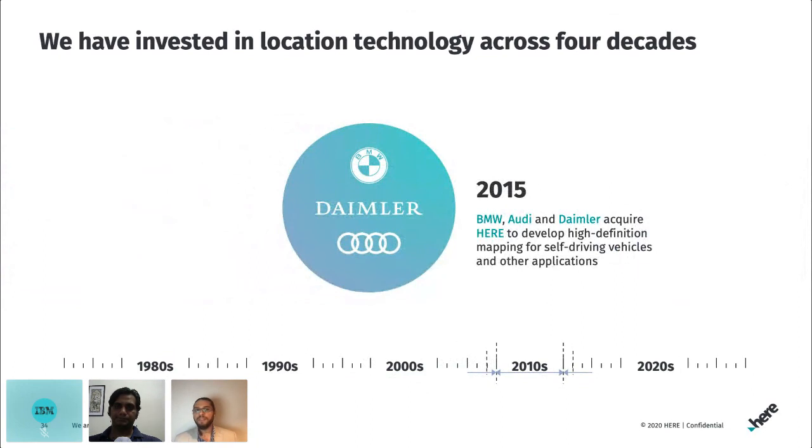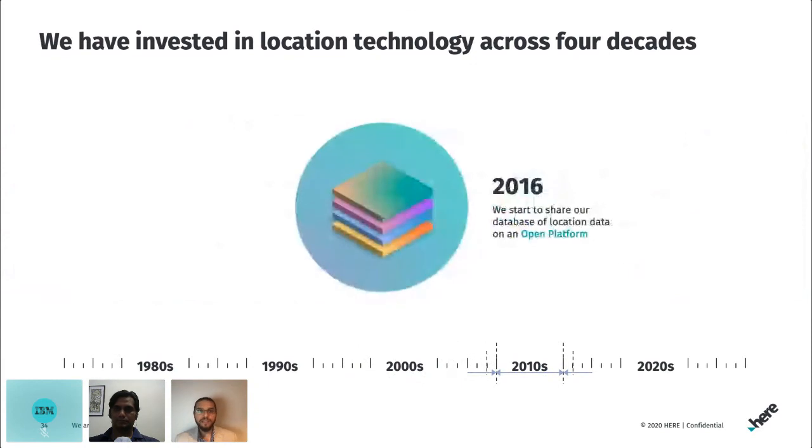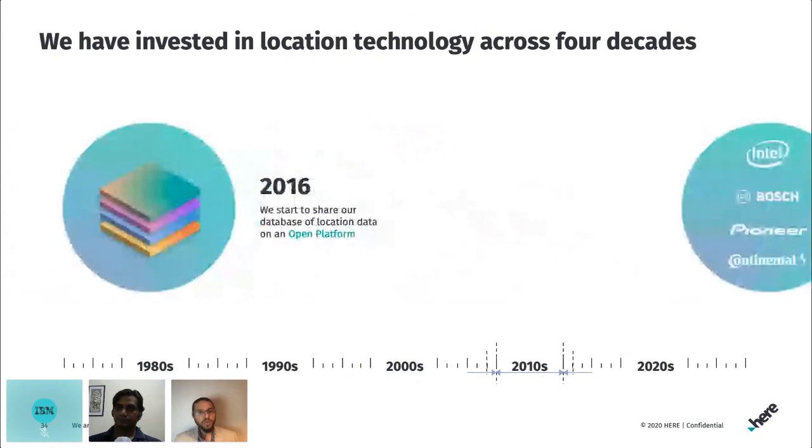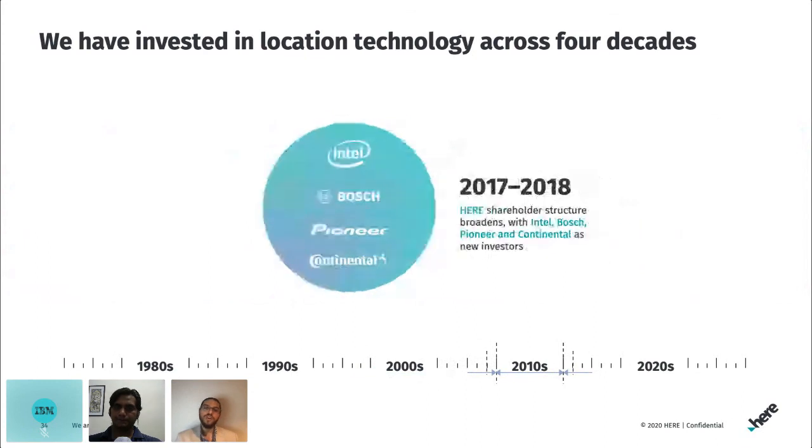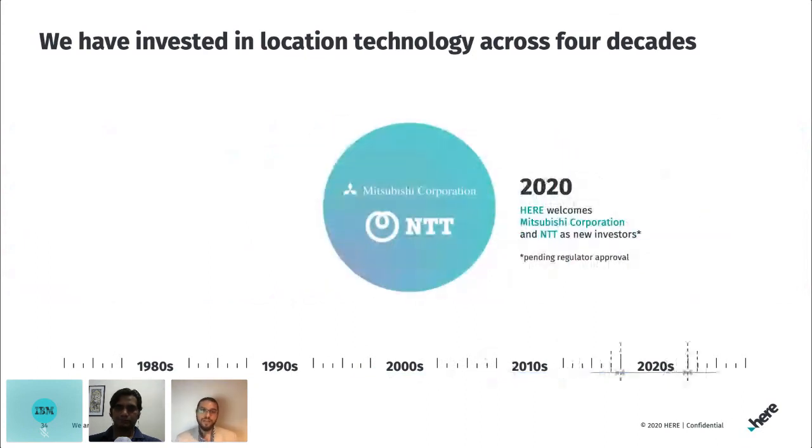Then the German car manufacturers found the value and acquired the company completely and revamped the concept of an open platform and open data, and how to help location data in different perspectives. We also managed to get a lot of investors and partners, from Intel, Bosch, Pioneer, and Continental, to enable the technology part and the IoT and AI business within the company. Early this year, we were lucky to have Mitsubishi Corp and NTT join the investor board, again expanding our businesses across Asia and the rest of the world.